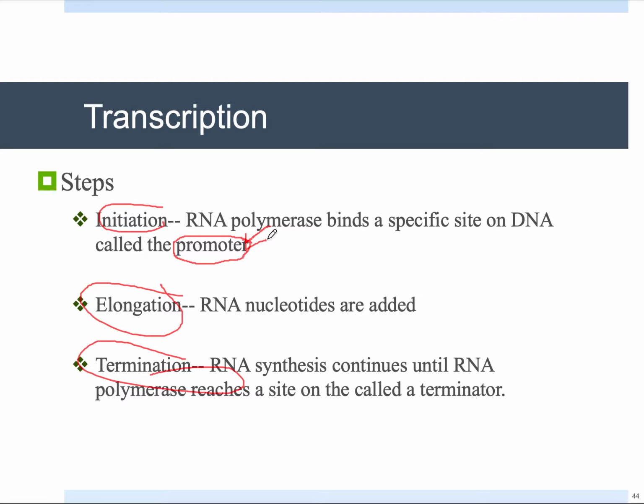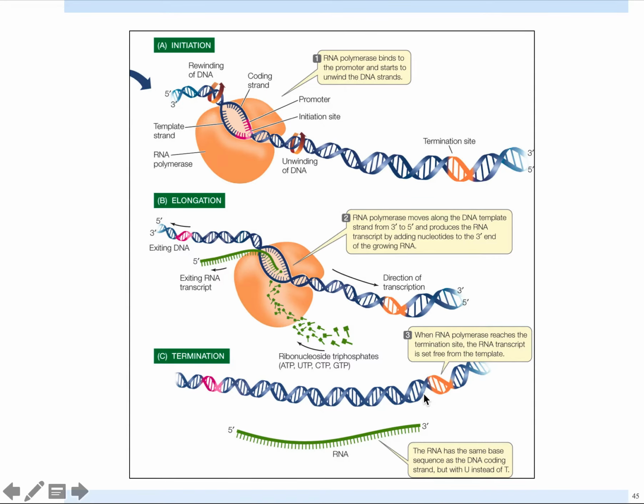And then once it binds there is unwinding, and then RNA nucleotides are synthesized. That's the process known as elongation. And then it gets to a point where there is a stop codon, there's stop information, and at that point, the synthesis is brought to an end.